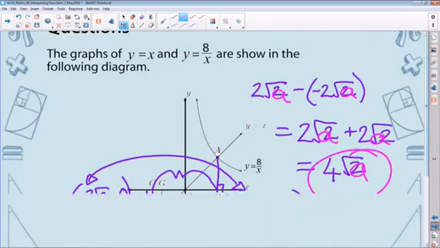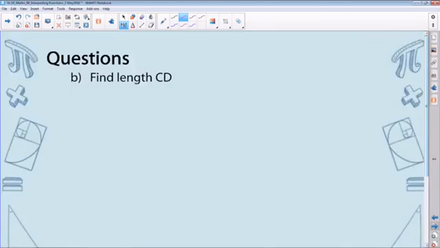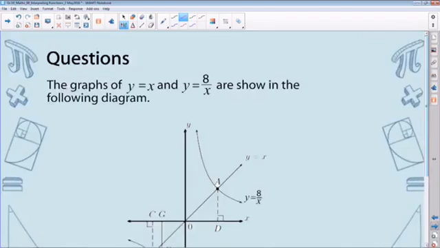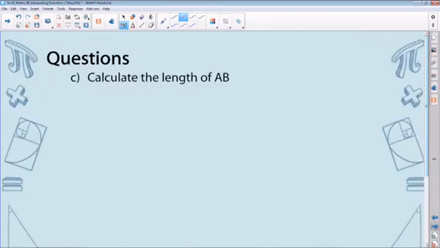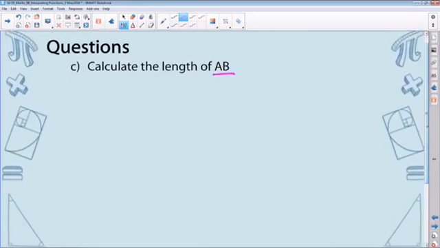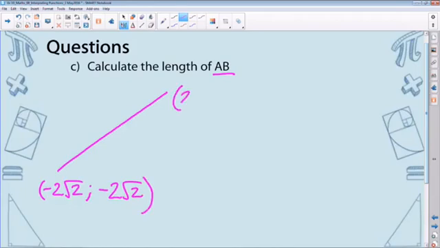Okay, I know I didn't answer this on the slide, but at least we can go on to the next question. The next question says, calculate the length of AB. Now this is a bit of a tricky one, because you'll remember that AB looked like something like this, and we had negative 2 square root 2, negative 2 square root 2, and it went up to 2 square root 2 and 2 square root 2.